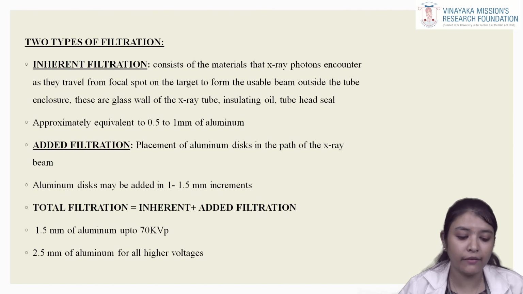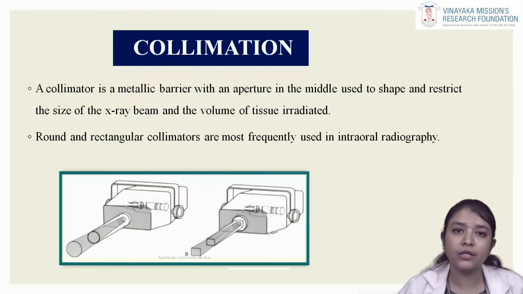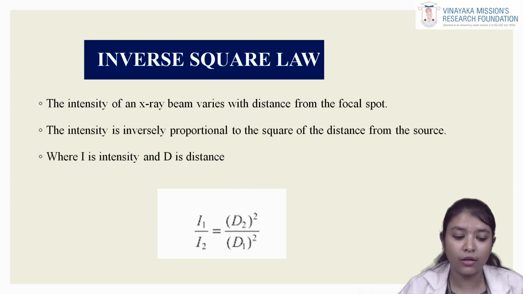Up to 1.5 mm of aluminum can be used up to the 70 kVp category, and 2.5 mm of aluminum for higher voltages. Collimation. Collimation is a metallic barrier with an aperture in the middle, used to shape and restrict the X-ray beam. There are round and rectangular collimators, which are mostly used in intraoral radiographs. The inverse square law states that the intensity is inversely proportional to the square of the distance from the source.